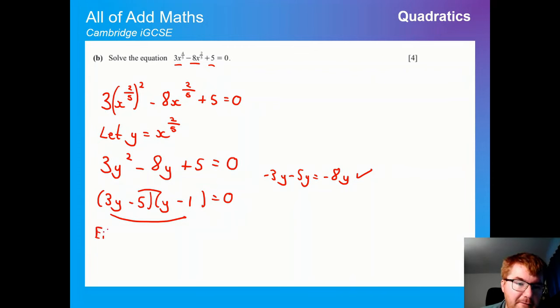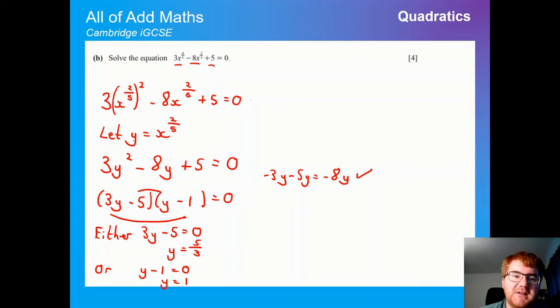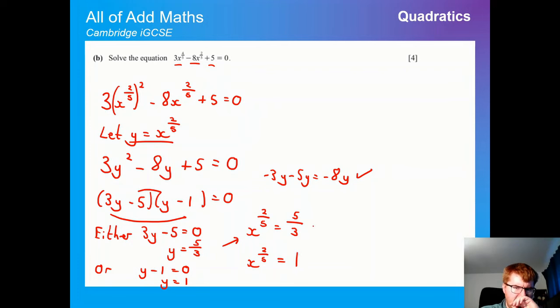So either the first bracket, 3y minus 5 is equal to 0, which means that y needs to be equal to 5/3, or y minus 1 is 0, therefore y is equal to 1. And now we do a back substitution, so I'm going to replace that y with the x to the power of 2/5, giving us 5/3 there, and then x to the power of 2/5 is equal to 1. Okay, so the only way that this can be true is that something is equal to 1, therefore x itself must be equal to 1, so that's quite an easy one to do here.